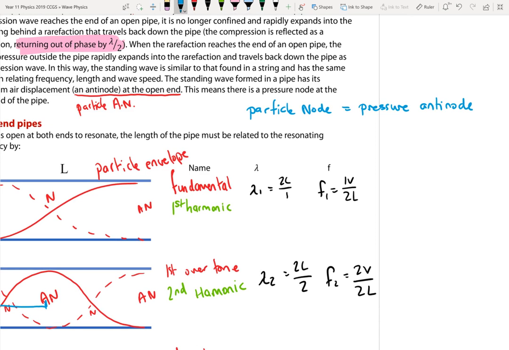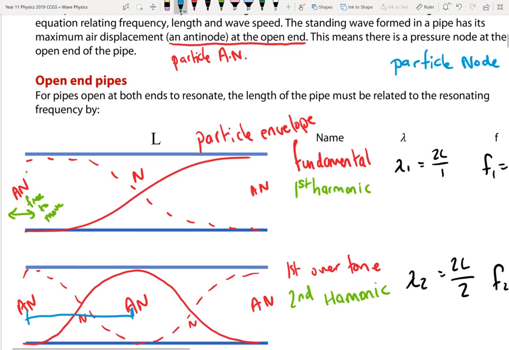Okay, now, I'm just going to have it on this first harmonic. Here's an antinode for particles. They are moving the most. If they are moving the most, it means that the pressure is working together. The pressure is pushing and pushing the particle out, and then pulling and pulling the particle in. And so if the pressure is working together, we call it a pressure node.